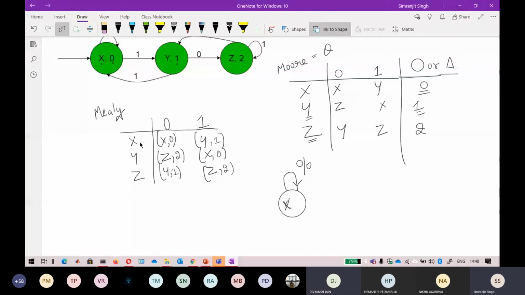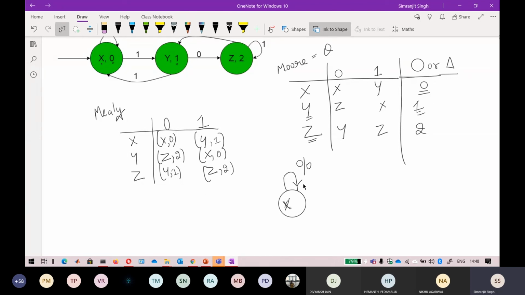Okay, so X on getting an input of 0 is staying at X and has an output of 0. So it means 0 input is giving output of 0. That is how you build a Mealy transition table. There is a little bit of structural difference between the transition tables of these two, so keep that in mind. Don't mix these two in Moore.